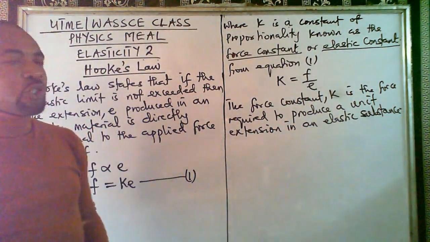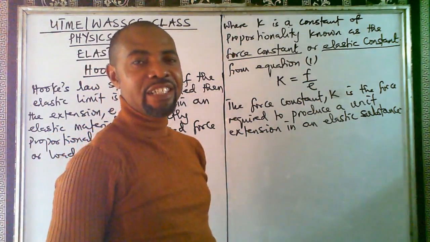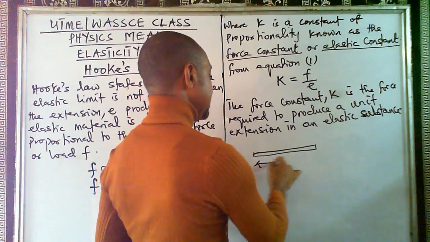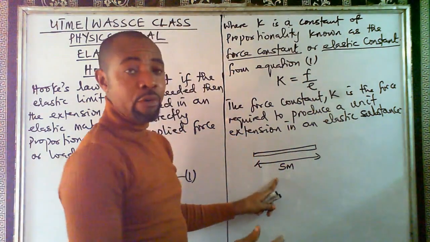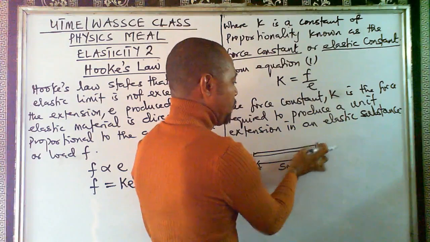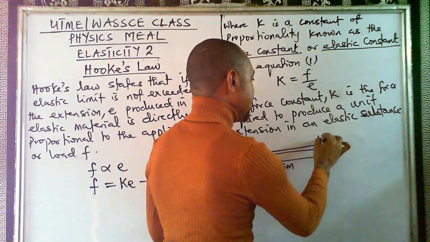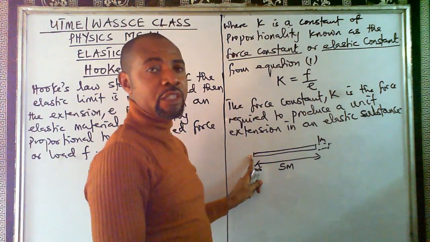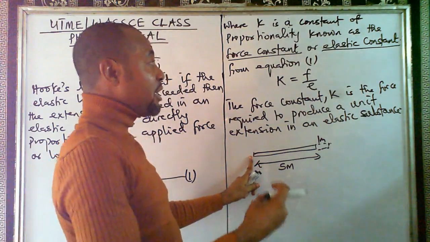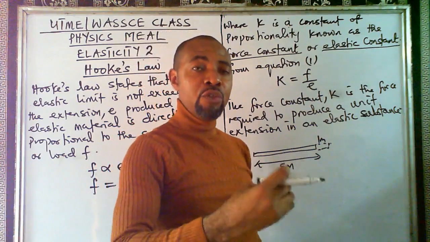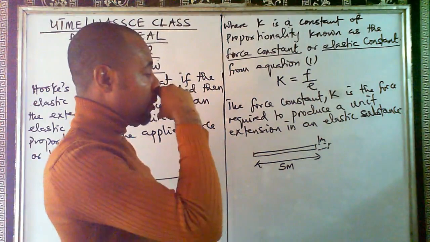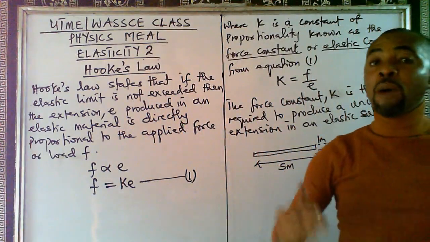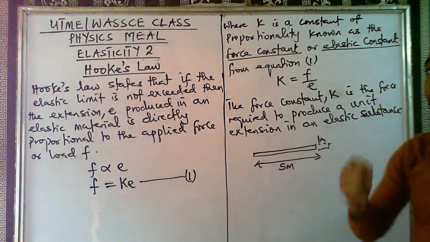So it is the force that will produce 1 meter extension in an elastic material. If I have an elastic material, let's say the length of this material is 5 meters, the force required to add an extra 1 meter is what we call the force constant, or the elastic constant. So the force constant is the force required to produce a unit extension in any given elastic material, that is, to extend a body by 1 meter.